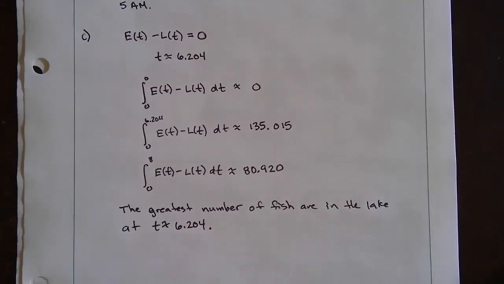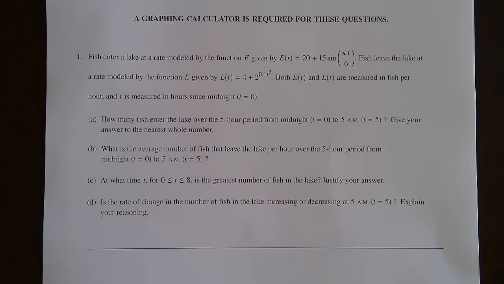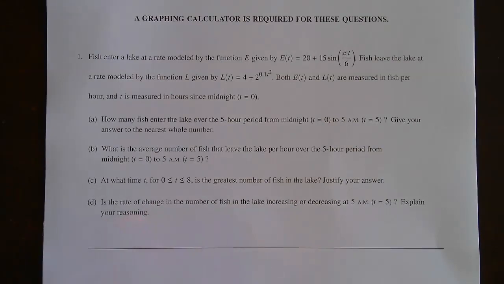All right, let's go to part D. Question D: is the rate of change in the number of fish in the lake increasing or decreasing at 5 a.m., which is T equals 5? Explain your reasoning. The rate of change of the fish in the lake combines the rate at which fish are entering the lake and the rate at which fish are leaving the lake. By the way, this is an in and out problem if you didn't realize this. If we want to know if this rate is increasing or decreasing, we have to take the derivative of this new rate function. The derivative of E of t minus L of t would be E prime of t minus L prime of t, and we do this at 5. That's all we have to do.